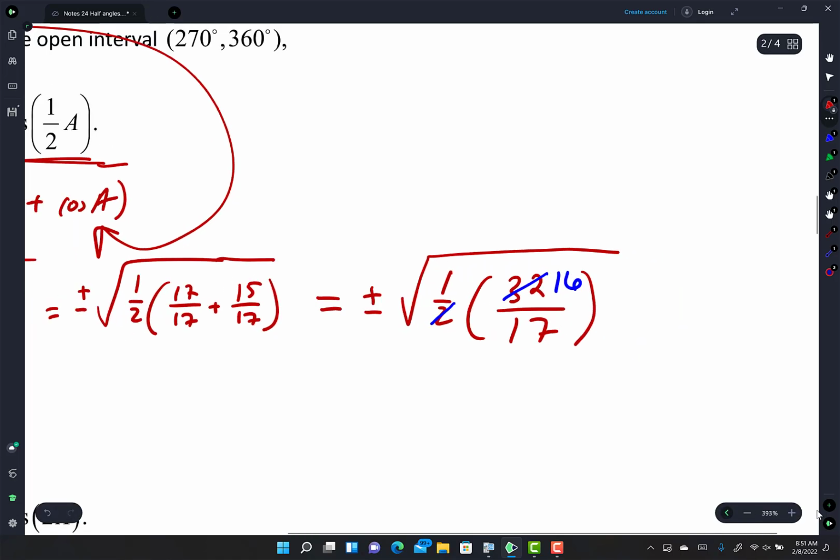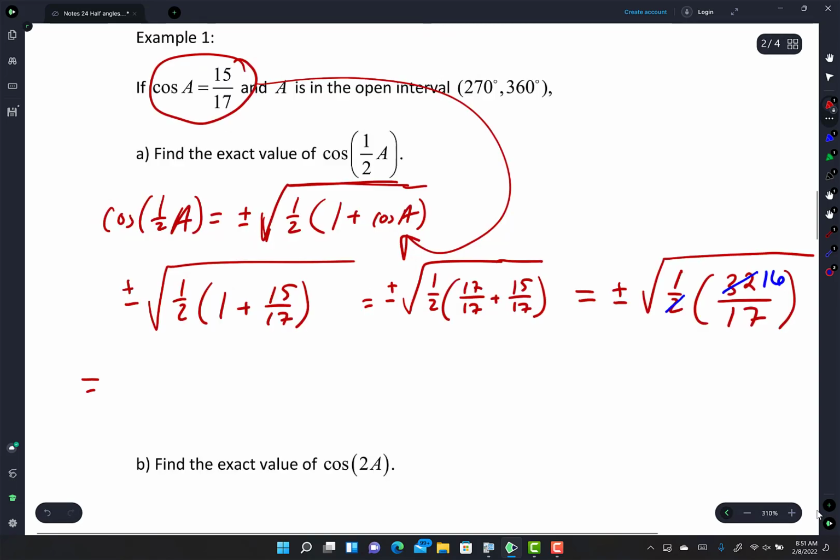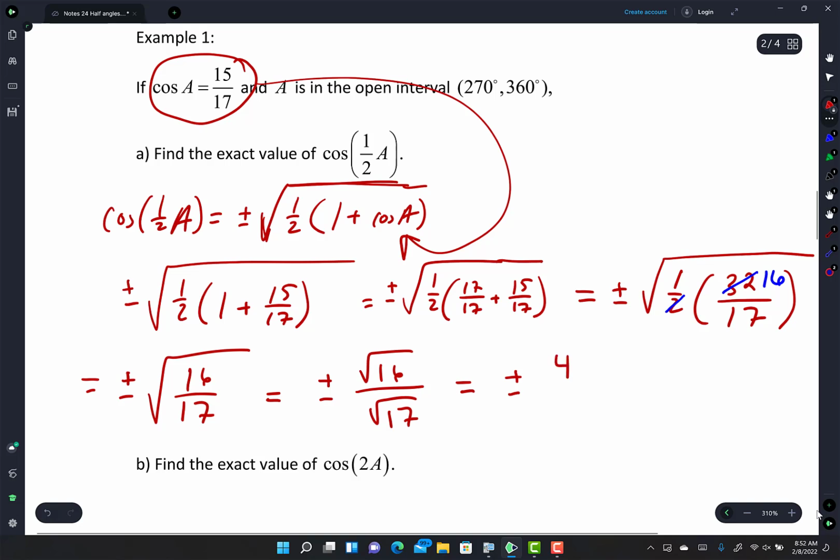So now, here's what I have. Let's see. I'll put an equal sign, plus minus square root of 16 over 17. And let's bring back your laws of exponents. So plus minus square root of 16 over square root of 17. What's the square root of 16? 4. And then the square root of 17 is not perfect. I'm okay with leaving it like this.